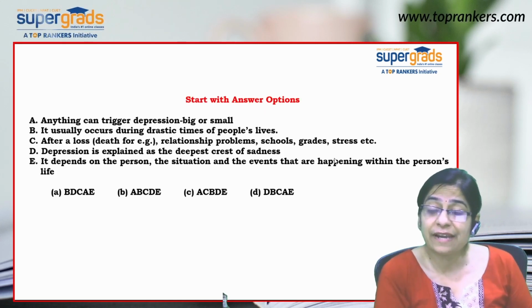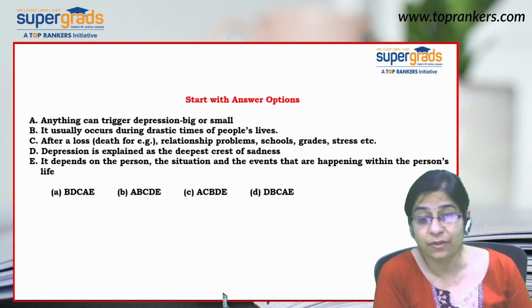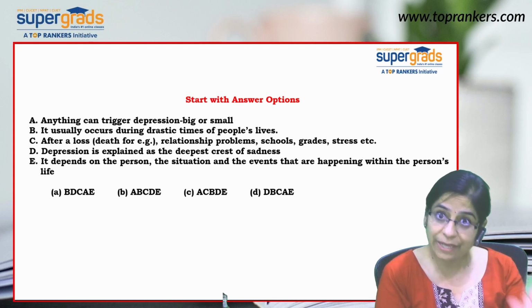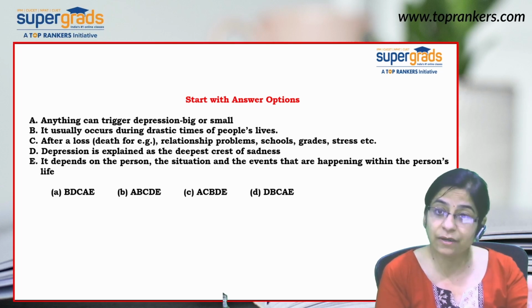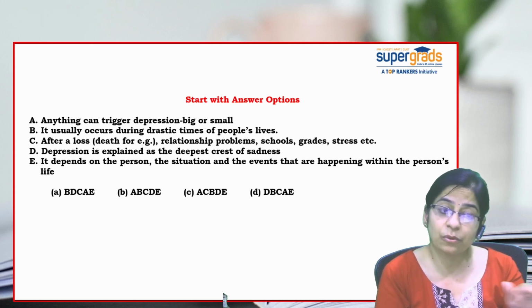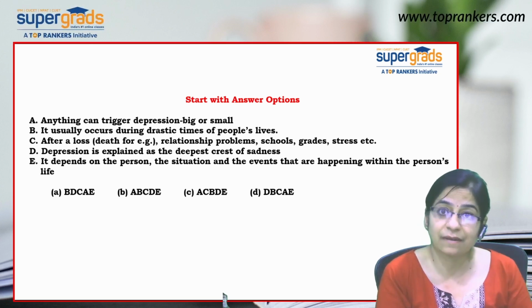Now, the first strategy says start with the answer options. So I'll read the parajumble for you. When you look at a parajumble, read the sentences. Don't try to arrange them. Go to the answer choices. Try and determine what your answer is.